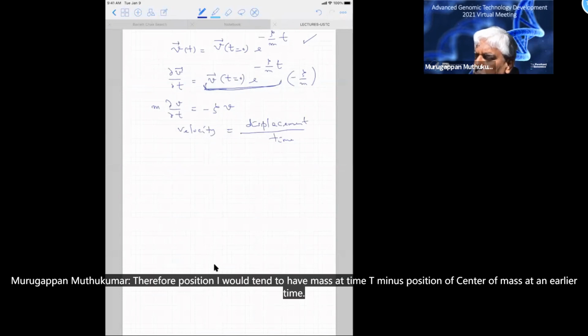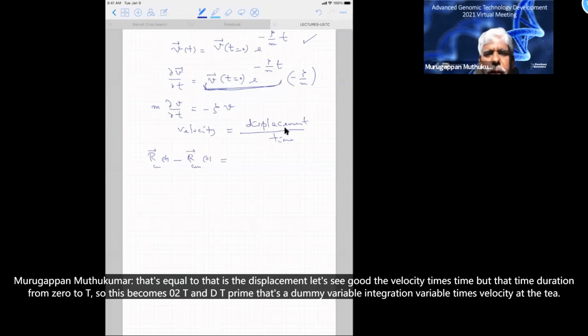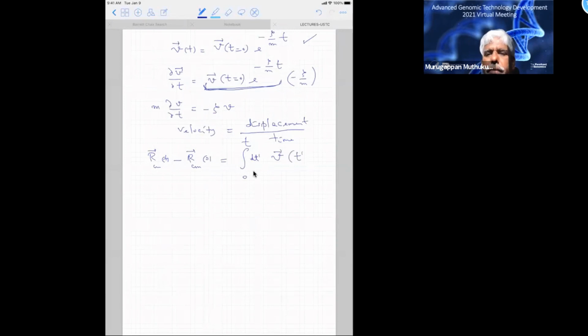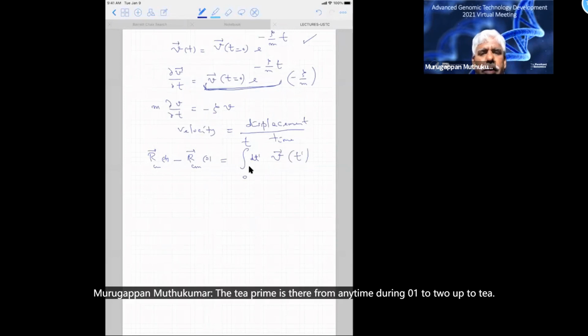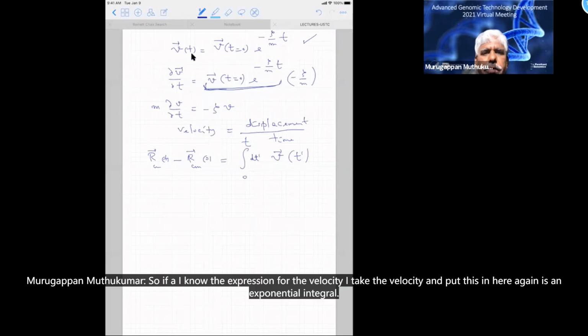Therefore, the position of the center of mass at time t minus the position of the center of mass at an earlier time, that is the displacement, is equal to velocity times time, where the time duration is from 0 to t. So this becomes the integral from 0 to t of dt prime, a dummy integration variable, times the velocity at t prime. The t prime is any time from 0 up to t. So if I know the expression for velocity, I put it in here.